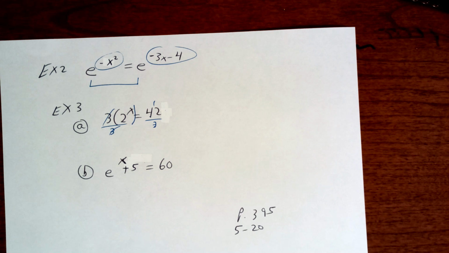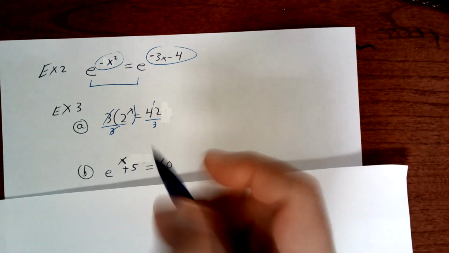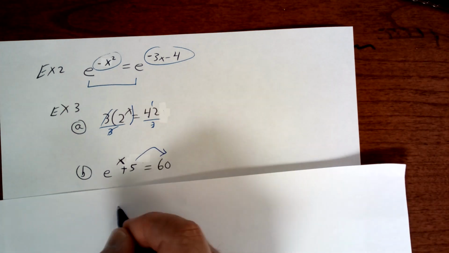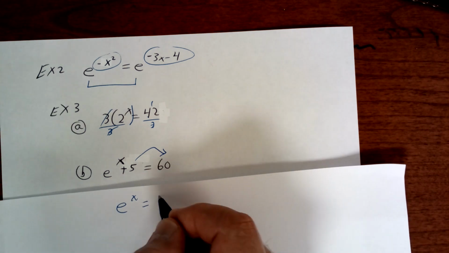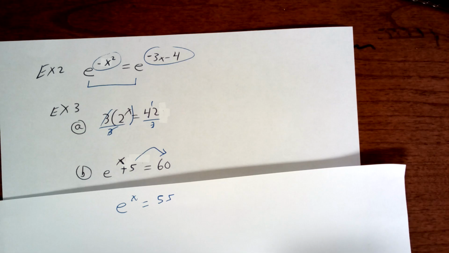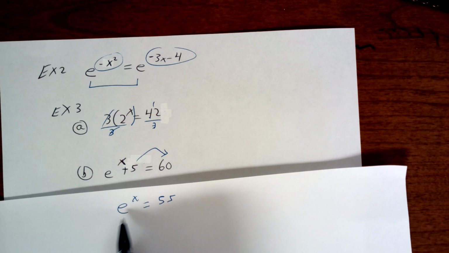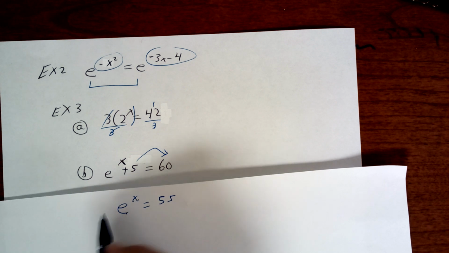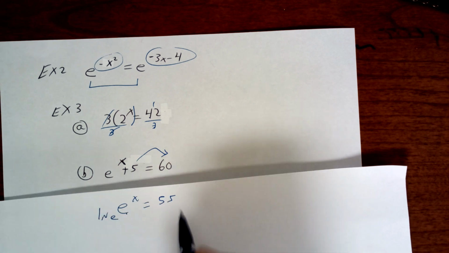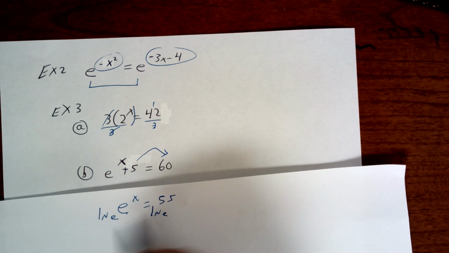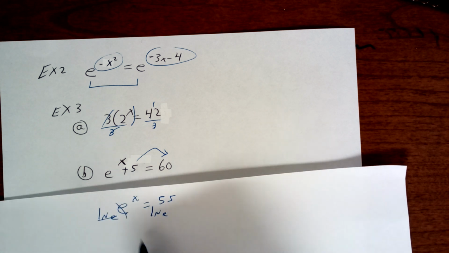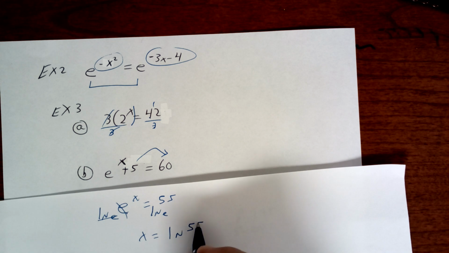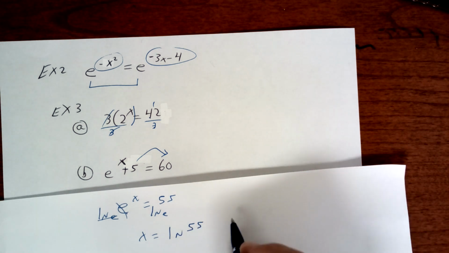Okay, one more. I would subtract the 5 and get e to the x power equals 55. Okay? Now this is e, so I'm going to use the natural log of e, base e. And then this cancels. So I get x equals the natural log of 55. On your calculator, it's 4.007.